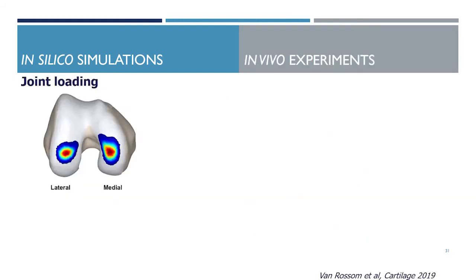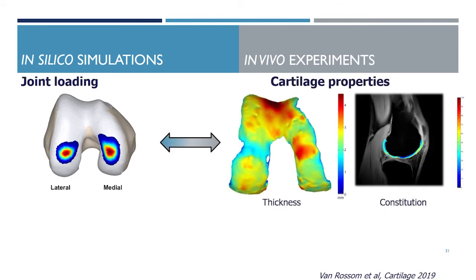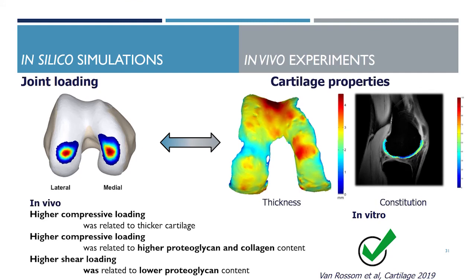The information on this local mechanical environment can be related back to the cartilage composition observed in the MRI and ultimately the in vitro experiments aiming to establish mechanoresponsive rules underlying cartilage constitution in vivo. We found that in healthy knees, areas with higher compressive loading during gait were related with thicker cartilage with higher proteoglycan and collagen content. In contrast, areas subjected to higher shear forces presented lower proteoglycan content. These results are in line with the observations of our in vitro bioreactor results, which is encouraging.